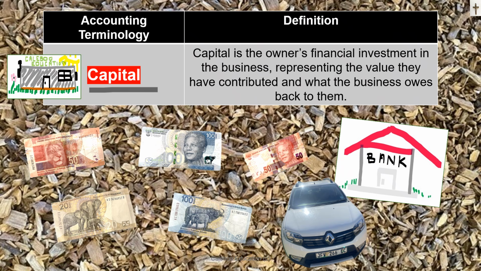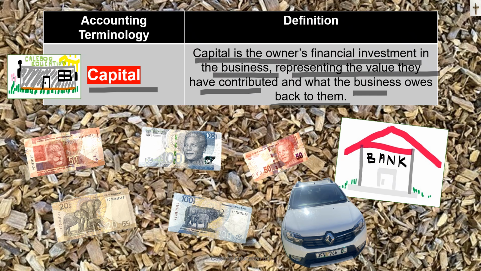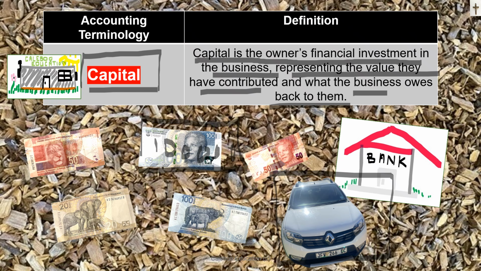What is capital? Looking at a sole proprietor, a business owned by one person. Capital is the owner's financial investment into the business, representing the value they have contributed and what the business owes back to them. Let me explain that. So the owner puts money into the business, or the owner can put an asset into the business. So the owner made a capital contribution of a vehicle or cash. Now if the owner put 100,000 Rand into the business and nothing happened, the business would owe the owner 100,000. The interest in the business of the owners is 100,000. So it's what the business owes back to the owner.